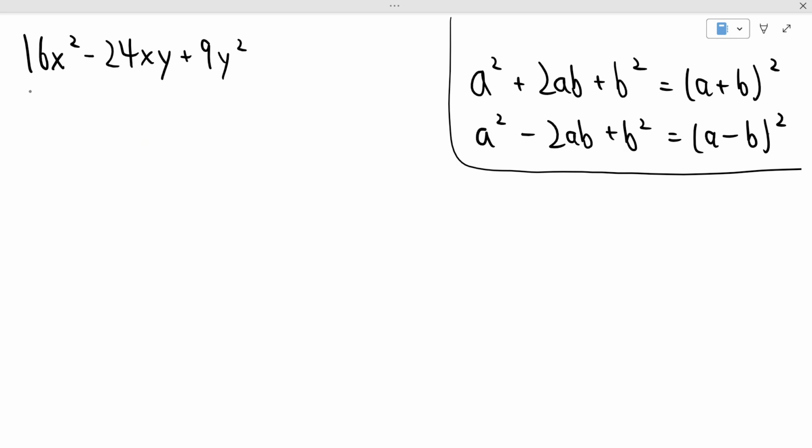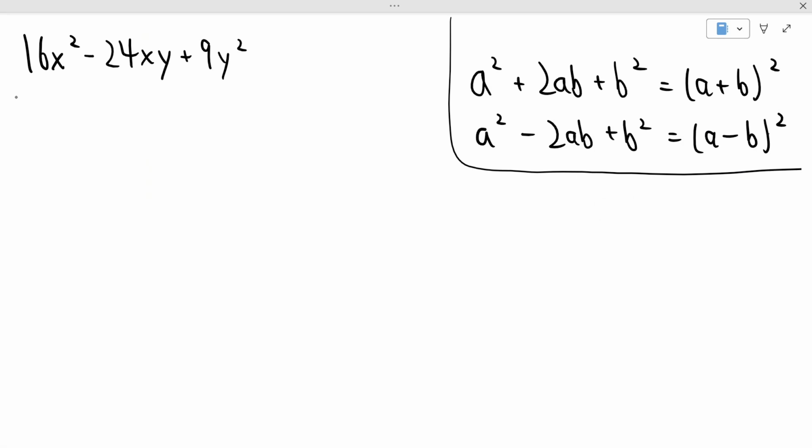Let's do another example. Notice that the second term has a minus sign in front of the minus 24xy term, and this indicates that we'll be using our second formula, a squared minus 2ab plus b squared is equal to (a minus b) squared. This is because the minus 24xy would correspond to the minus 2ab term in our second formula, and whenever there's a minus sign in front of the second term, we'll know we need to use our second formula.